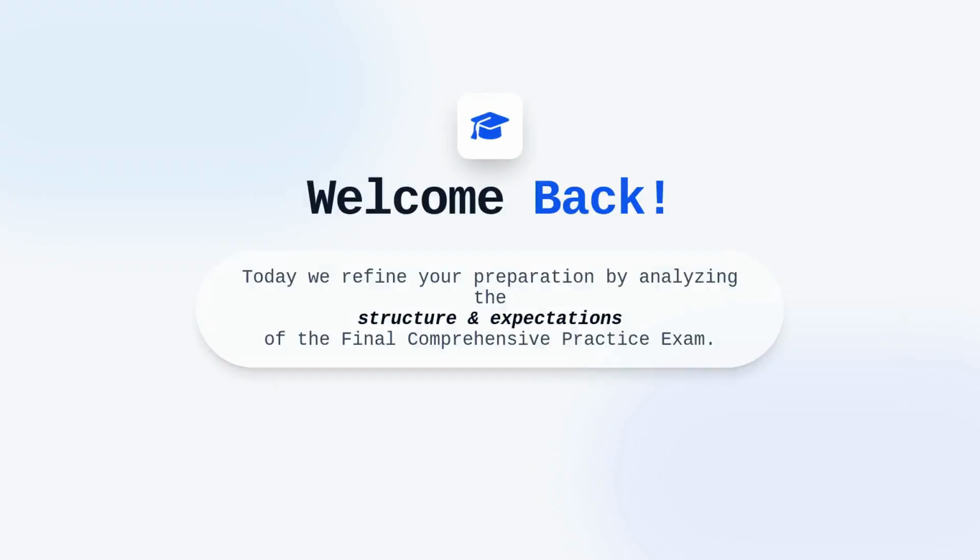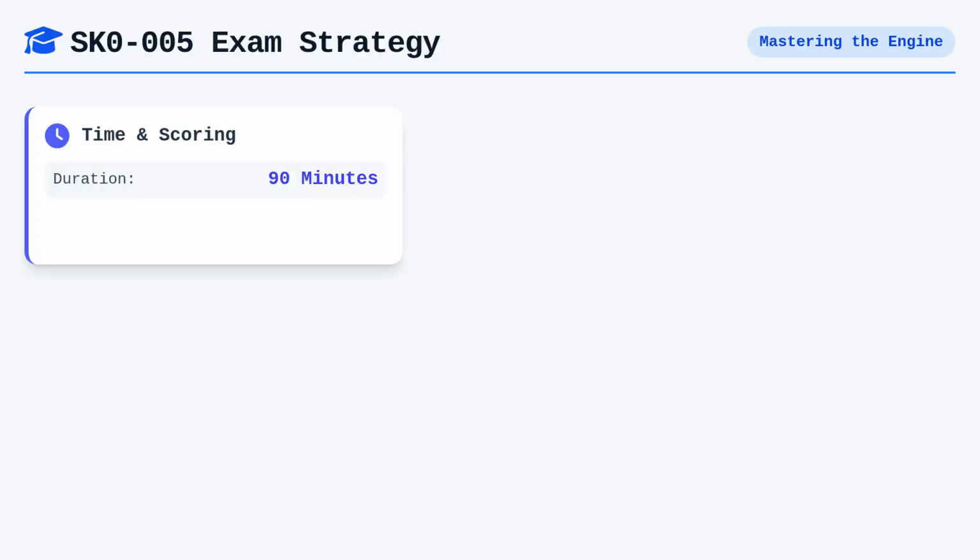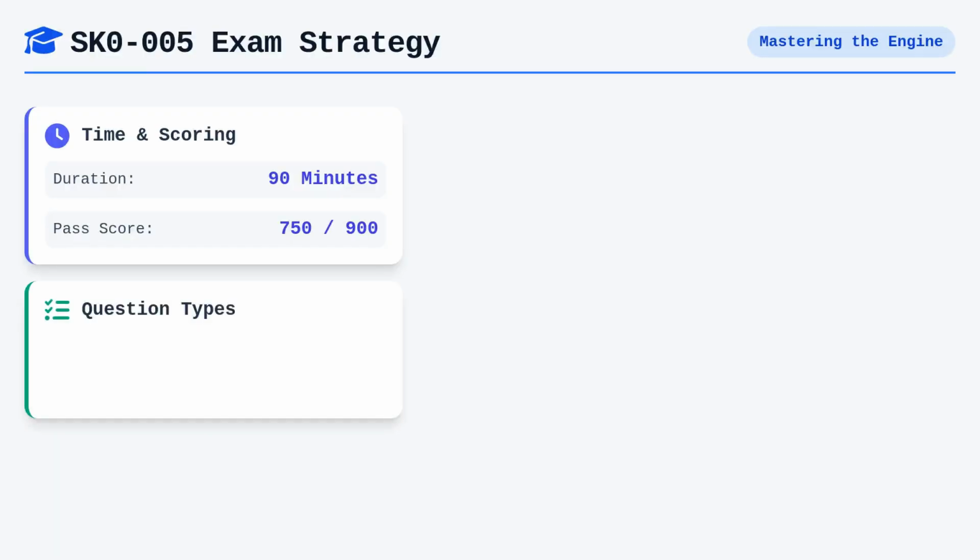Welcome back. Today we refine your preparation by analyzing the structure and expectations of the final comprehensive practice exam. To succeed in the SK0-005 exam, one must move beyond rote memorization and understand how CompTIA structures its assessment engine. The exam spans 90 minutes and requires a scaled score of 750 out of 900, which leaves very little margin for error across the 4 major domains.